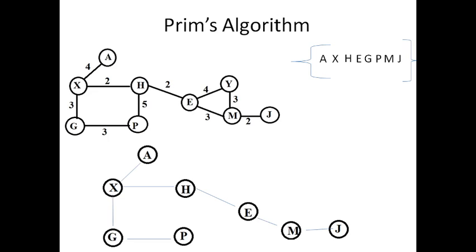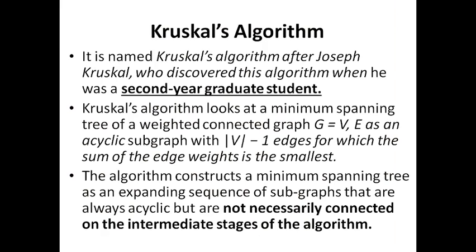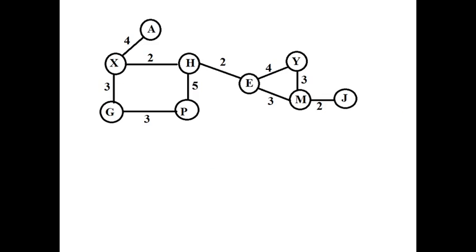But this is not necessary in the case of Kruskal's algorithm. In the intermediate steps, the edges may not be connected, they can be separated, but the final minimum spanning tree should be interconnected. I will show you the demo, and you will clearly understand this particular point. So let's take the same example.